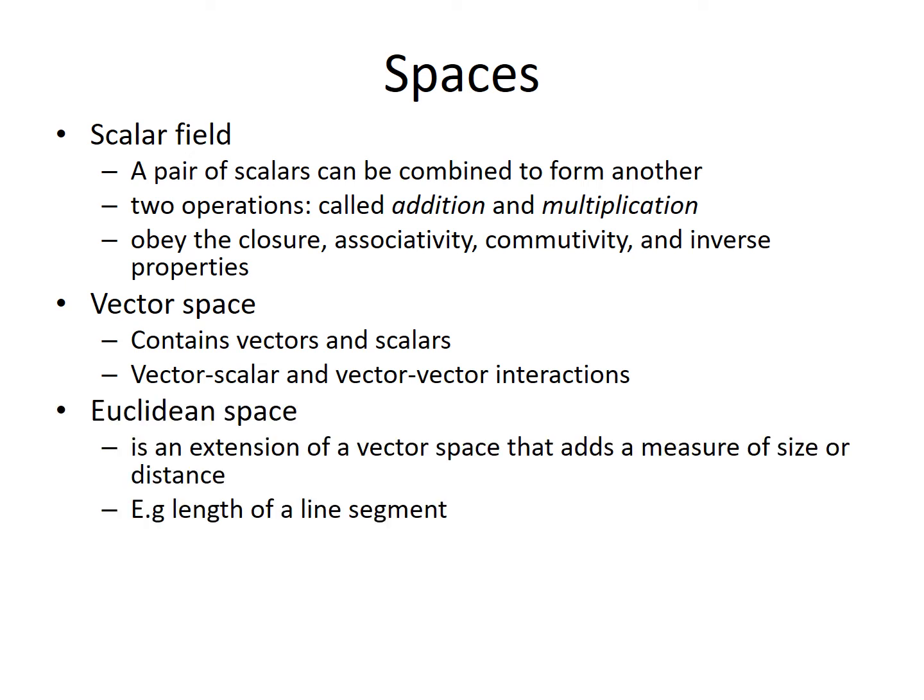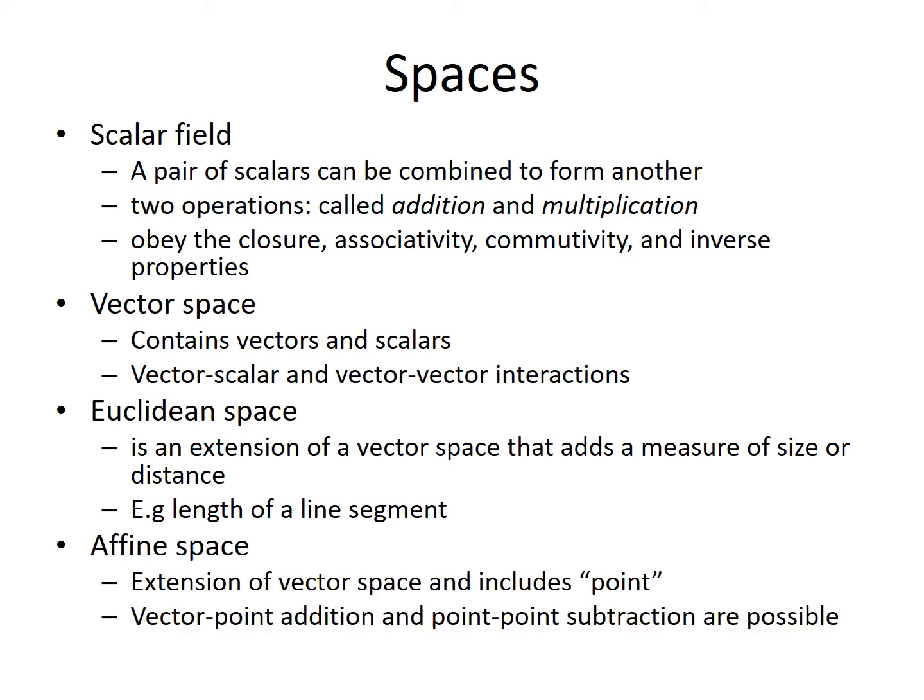A Euclidean space is an extension of a vector space that adds a measure of size or distance, allowing us to define such things as the length of a line segment. An affine space is an extension of the vector space that includes an additional type of object, the point. Although there is no operation between two points or between a point and a scalar that yields a point, there is an operation of vector-point addition that produces a new point. Alternatively, we can say that there is an operation called point-point subtraction that also produces a vector. In these abstract spaces, objects can be defined independently of any particular representation. They are simply members of various sets.